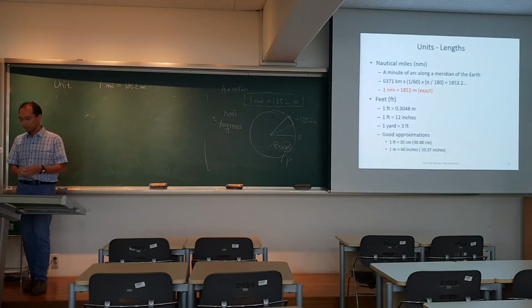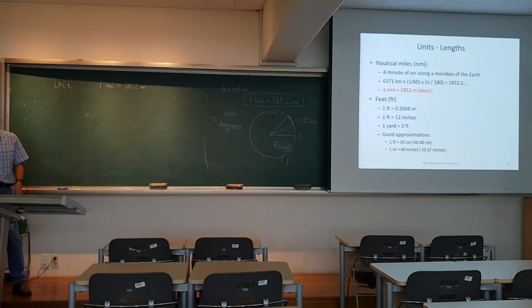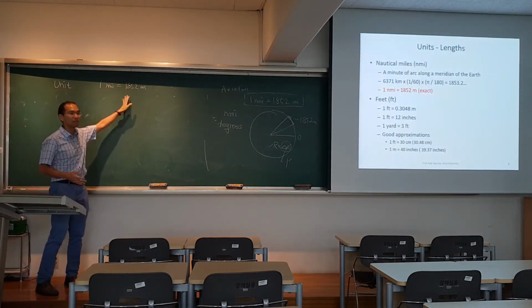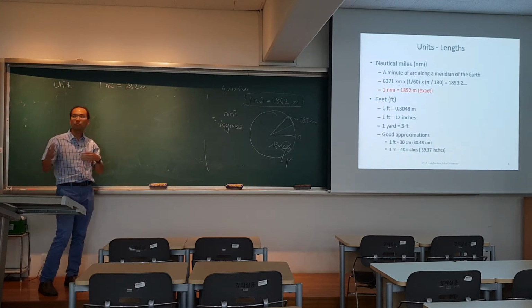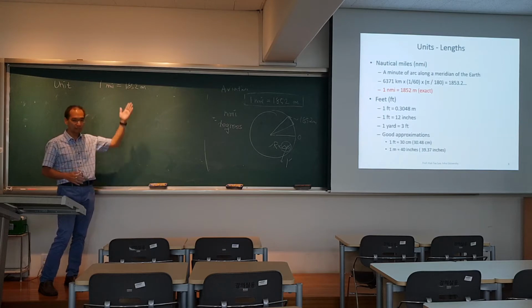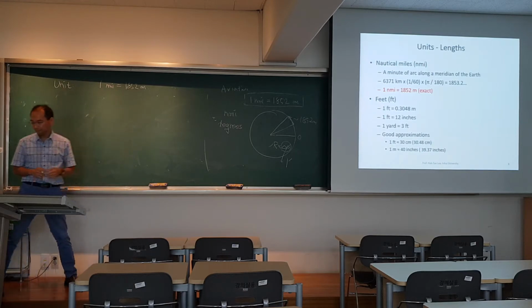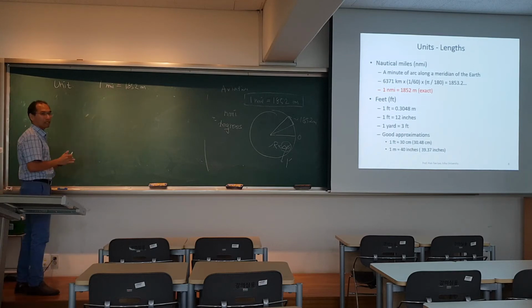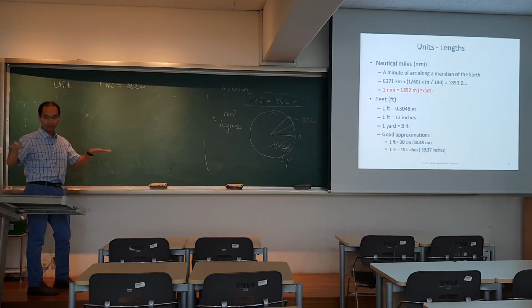So at some point, people just got together and fixed it to be 1852 to prevent any confusion. Now this became the world standard. So that's used for the horizontal distance. For the vertical distance, that is used for the aircraft altitude.